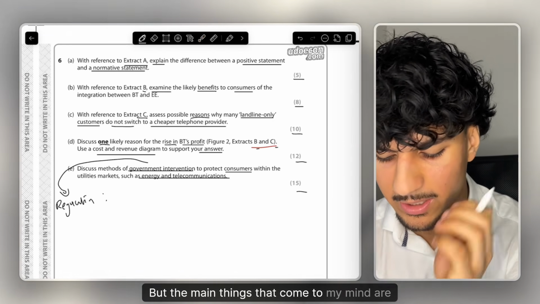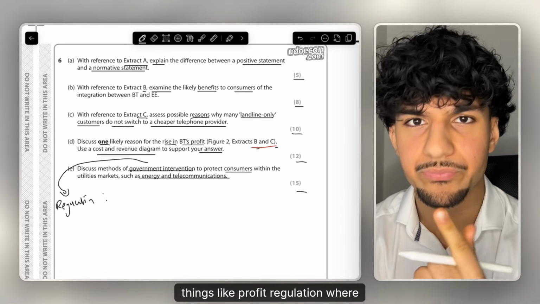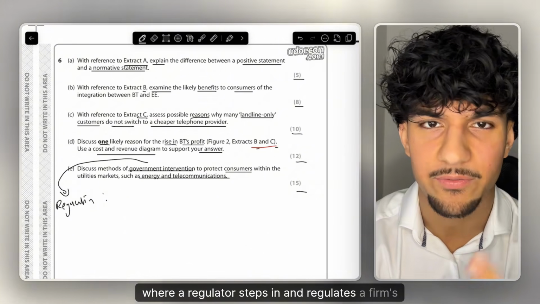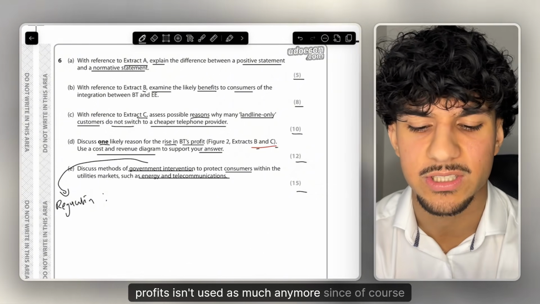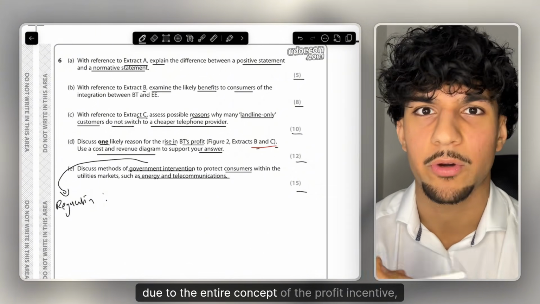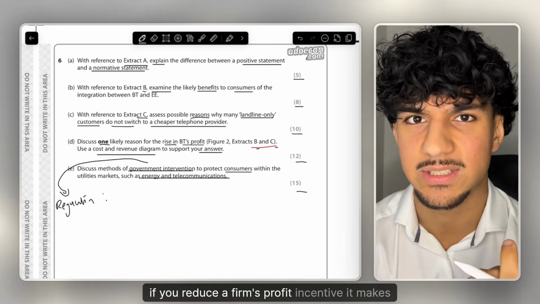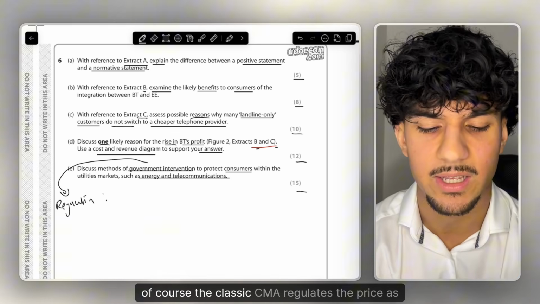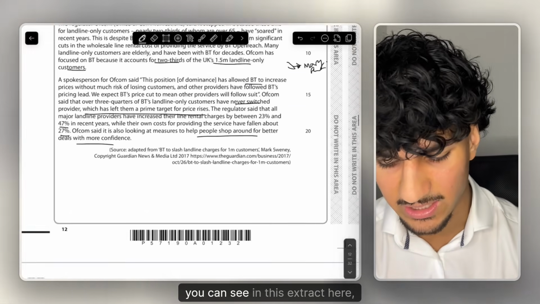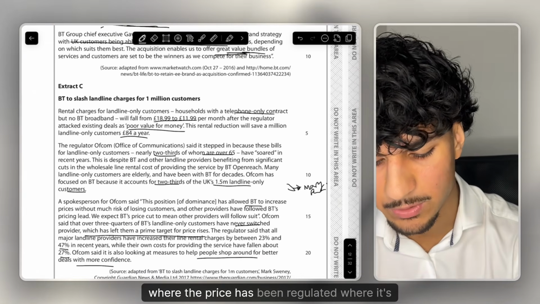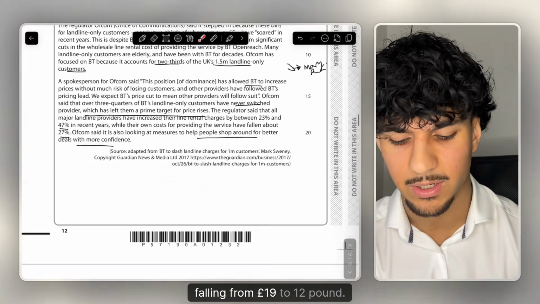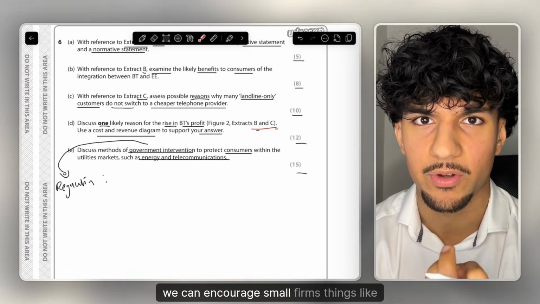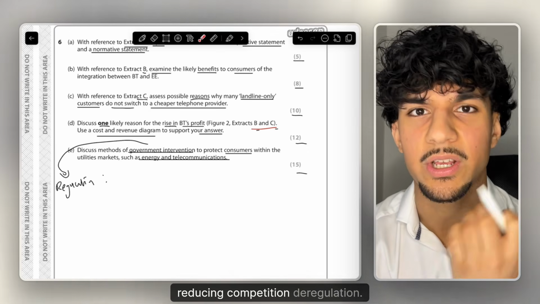But the main things that come to my mind are things like profit regulation, where a regulator steps in and regulates a firm's profits. It isn't used as much anymore, of course, due to the entire concept of the profit incentive. If you reduce a firm's profit incentive, it usually makes them quite inefficient. But then other things like price regulation, of course, the classic, where the CMA regulates the price, as you can see in this extract here, where the price has been regulated, falling from £19 to £12 now. Then other things such as how we can encourage small firms, things like reducing barriers to competition, deregulation.